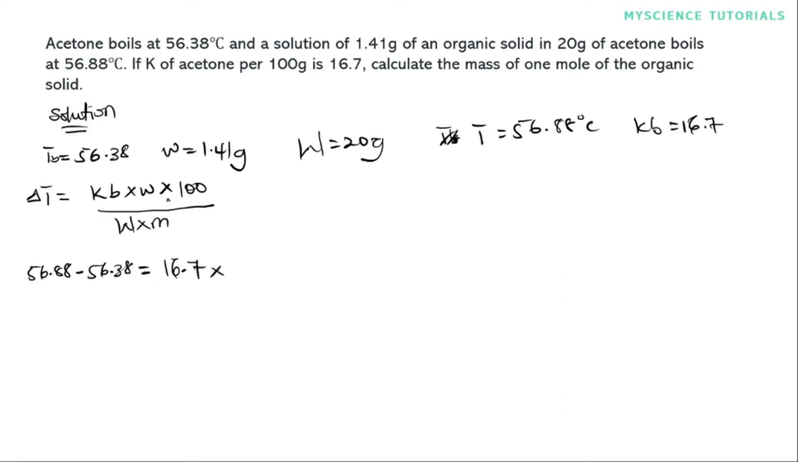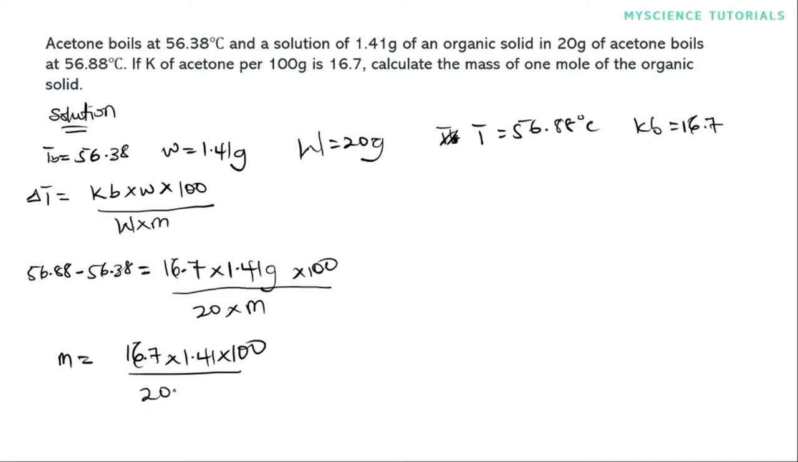16.7 multiplied by our small w is what? 1.41 grams, then multiplied by 100, all on our capital W, which is 20 grams. So our small m is what? We don't know, so we are going to make that the subject. If we make m the subject over here, we get 16.7 multiplied by 1.41 multiplied by 100, divided by 20 multiplied by 0.50. If we subtract this from this, we get 0.50.